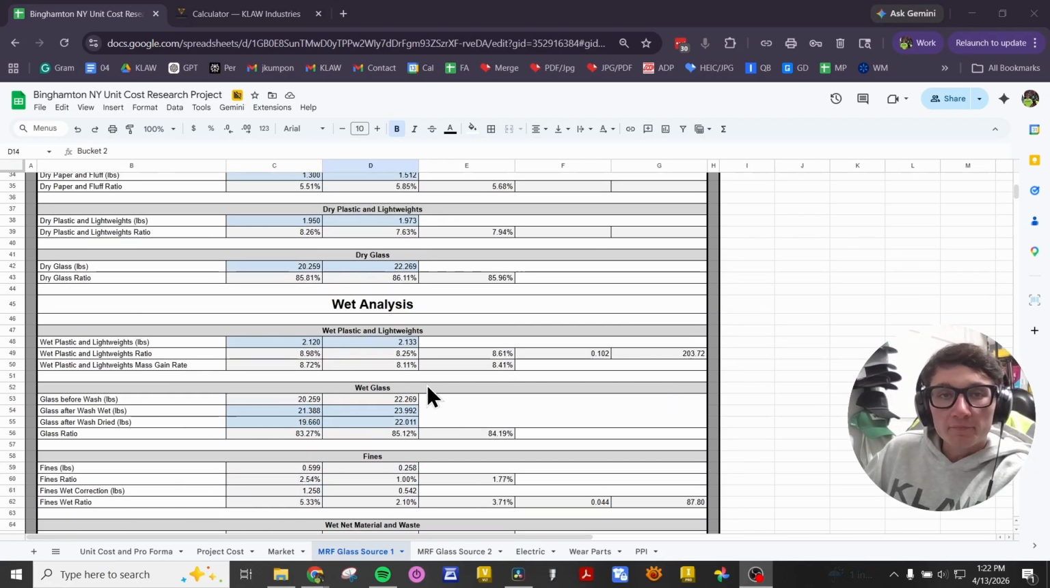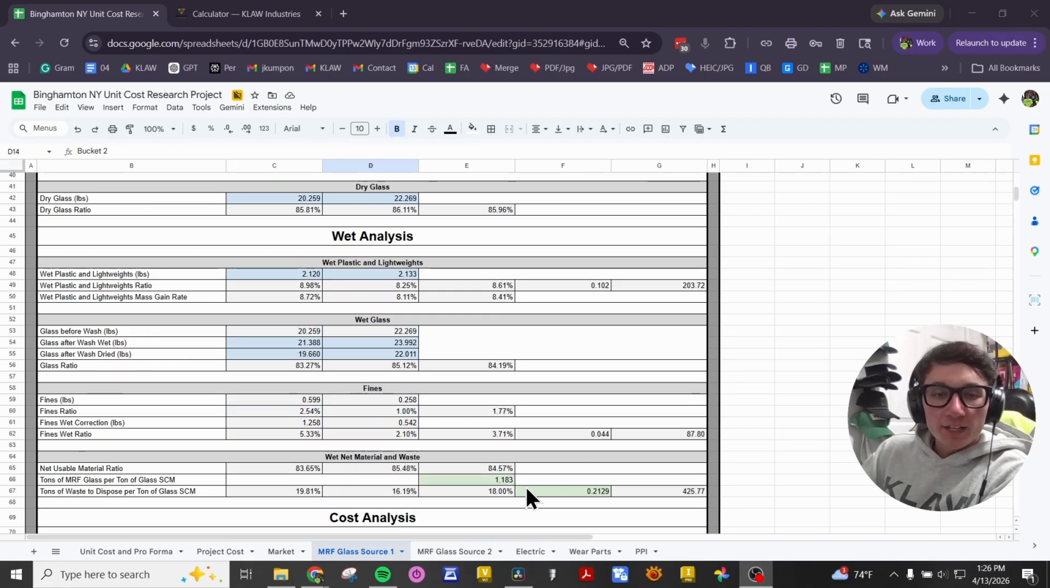So our paper and fluff material is going to be removed with air, but our plastics and light waste we're going to have to wash, since this material will need to be removed to avoid air entrainment problems in the concrete. But it's going to retain some water, so we see how much it's going to take up during this process. We also wash our glass to determine the amount of fines that are lost in this process, as well as the amount of weight these fines are taking up. This brings us down to our net material and waste.